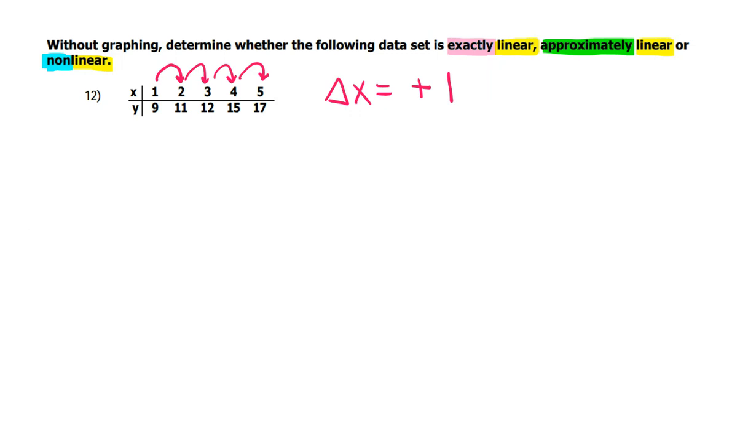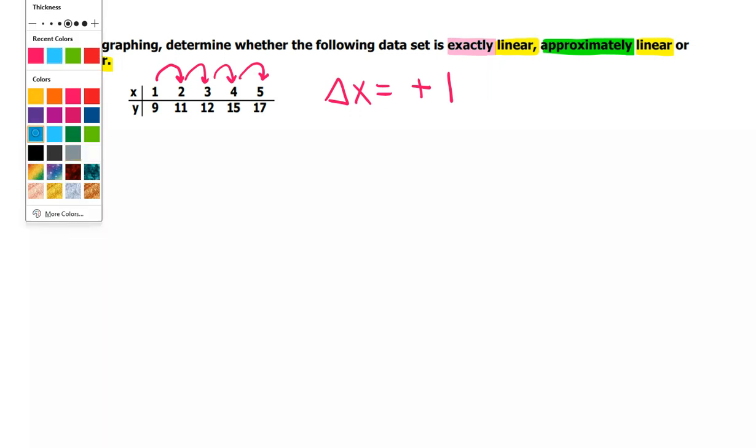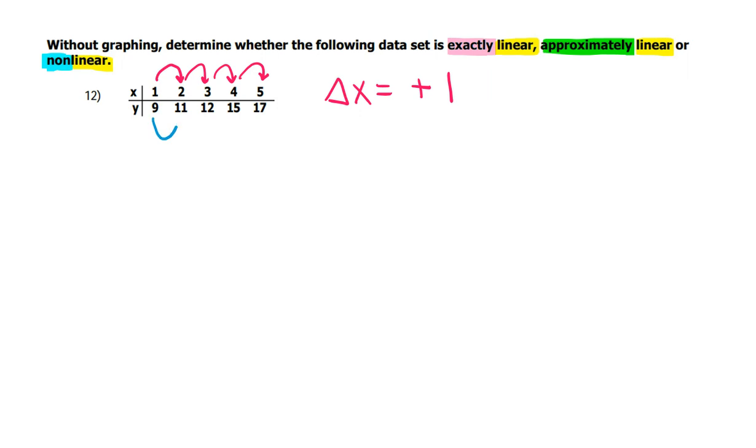And then if I look at my y's, when I go from 9 to 11, that's an increase of 2. From 11 to 12 is an increase of 1. From 12 to 15 is an increase of 3. From 15 to 17 is an increase of 2. It's constantly increasing, but it's not always the exact same amount, so it can't be exact. But it's close. Up 2, up 1, up 3, up 2. It's close, so I'm going to go with approximately.